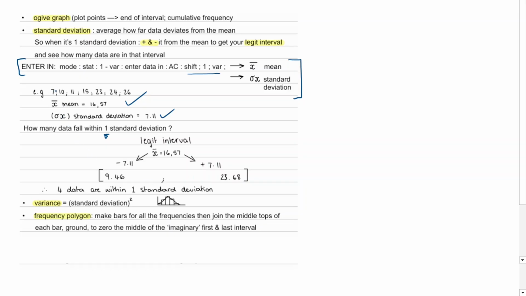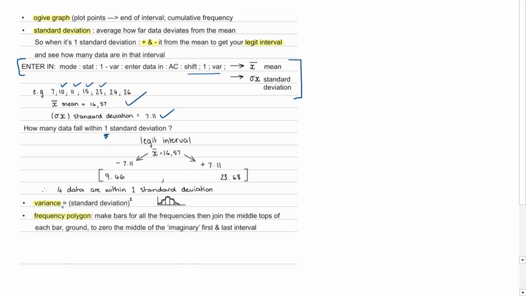And so I just go up to my data and I say which is between there. 7 is not, it's just below this. 10 is inside, 11 is inside, 15, 23. Once I get to 24, I've got just outside my legit interval. So it was only those 4 data. So 4 data are within one standard deviation.